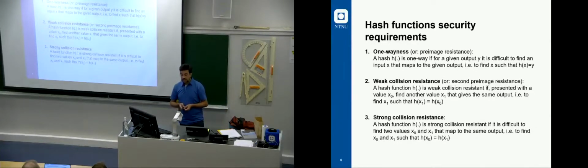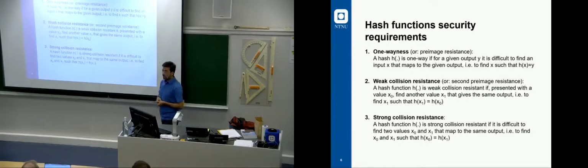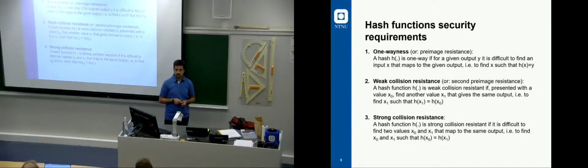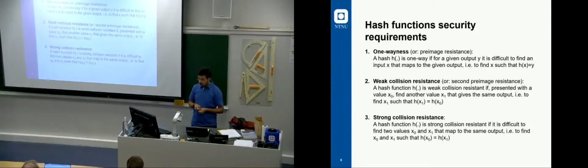The third one is strong collision resistance. This is somewhat related to the previous one, where we have a hash function. You come up with two inputs, x0 and x1, that map to the same hash. This should also be very difficult. These are the requirements for the hash function.